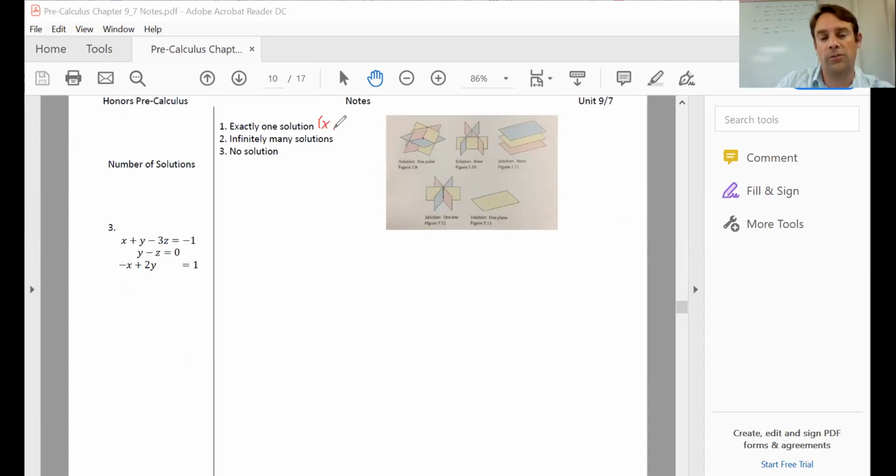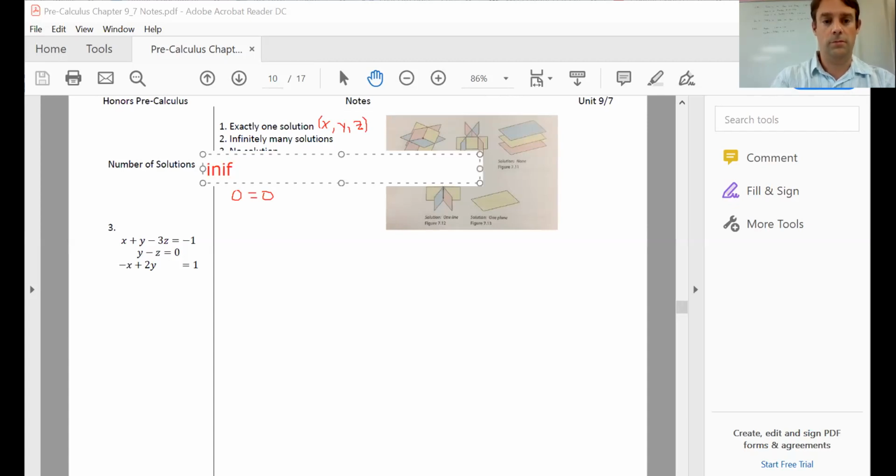All of these have had an x, y, and a z answer. But sometimes we do get a problem where when we get all the way down, all the variables cancel out, and we get 0 equals 0. When that happens, we say that it has infinitely many solutions.